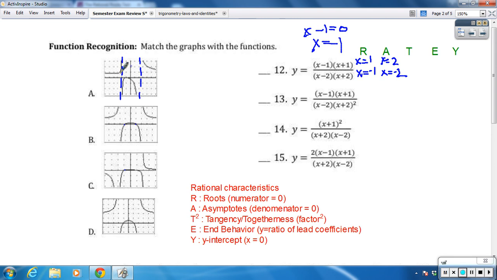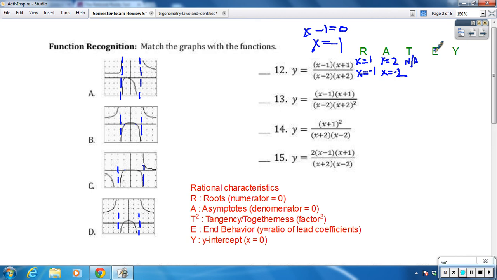Okay, we already know it's not A, but we can see that we have the same asymptotes on B, on C, and on D. So that didn't narrow anything down other than to say that they all probably have the same asymptotes. All right, T stands for togetherness, and it only happens when you have a factor squared. So if I look in the numerator or the denominator, nothing is squared, so I don't have either. I'll talk about what that looks like when we get it.